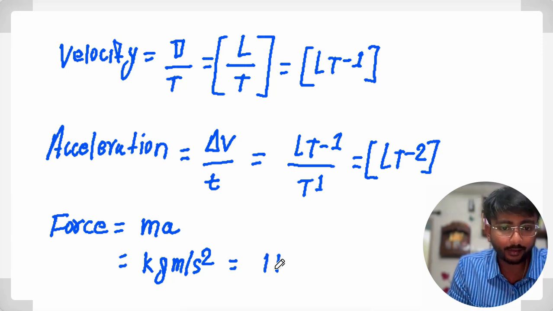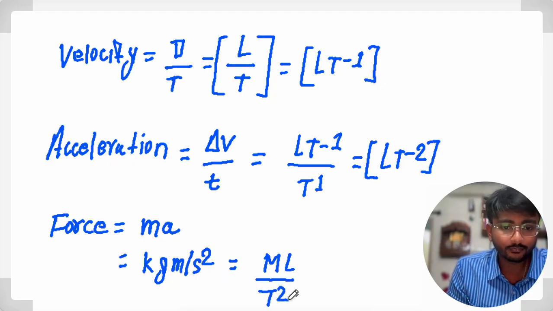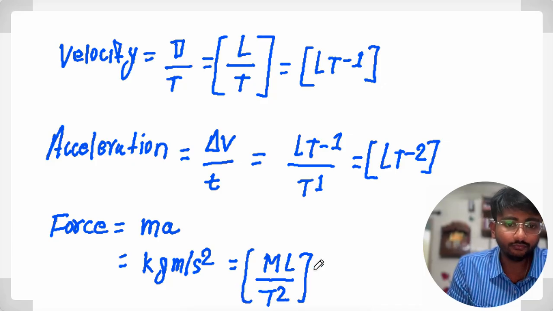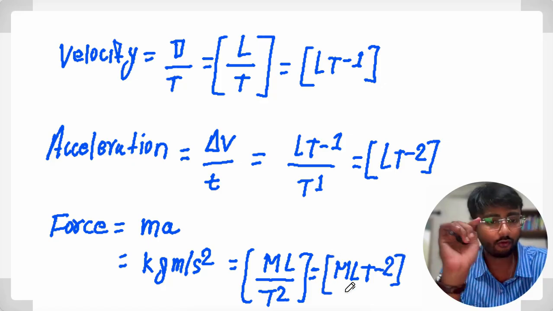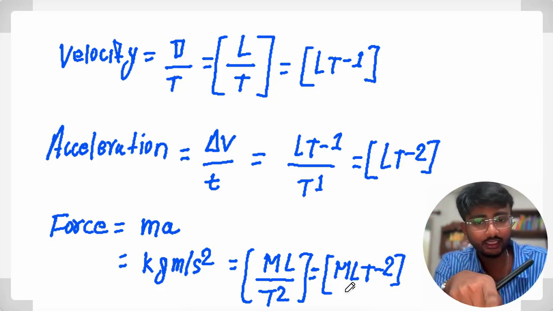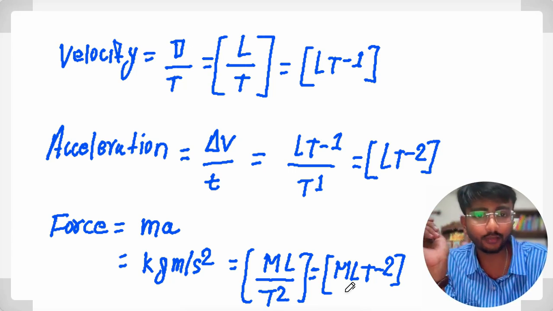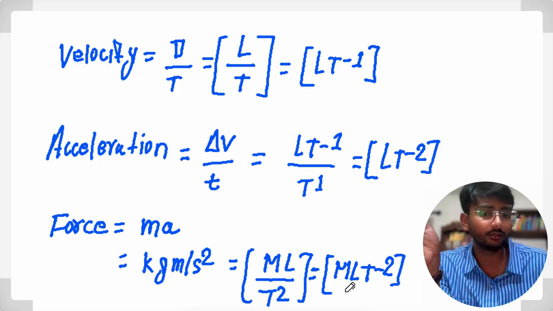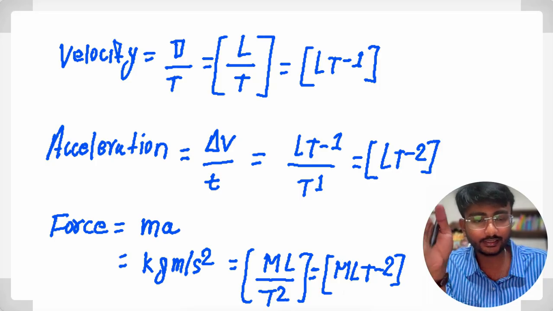Kg is what? Kg is mass, that is m. Then meter is what? Length L upon s square, that means t square, right? And this will be equal to m L t to the power minus 2. So here you can see that from the unit it is easy to find the dimension. So there are two ways. Either you can calculate by its formula or by its unit. But for me, I generally find that from the unit it is easy to calculate the dimension. Okay, so you can apply this.